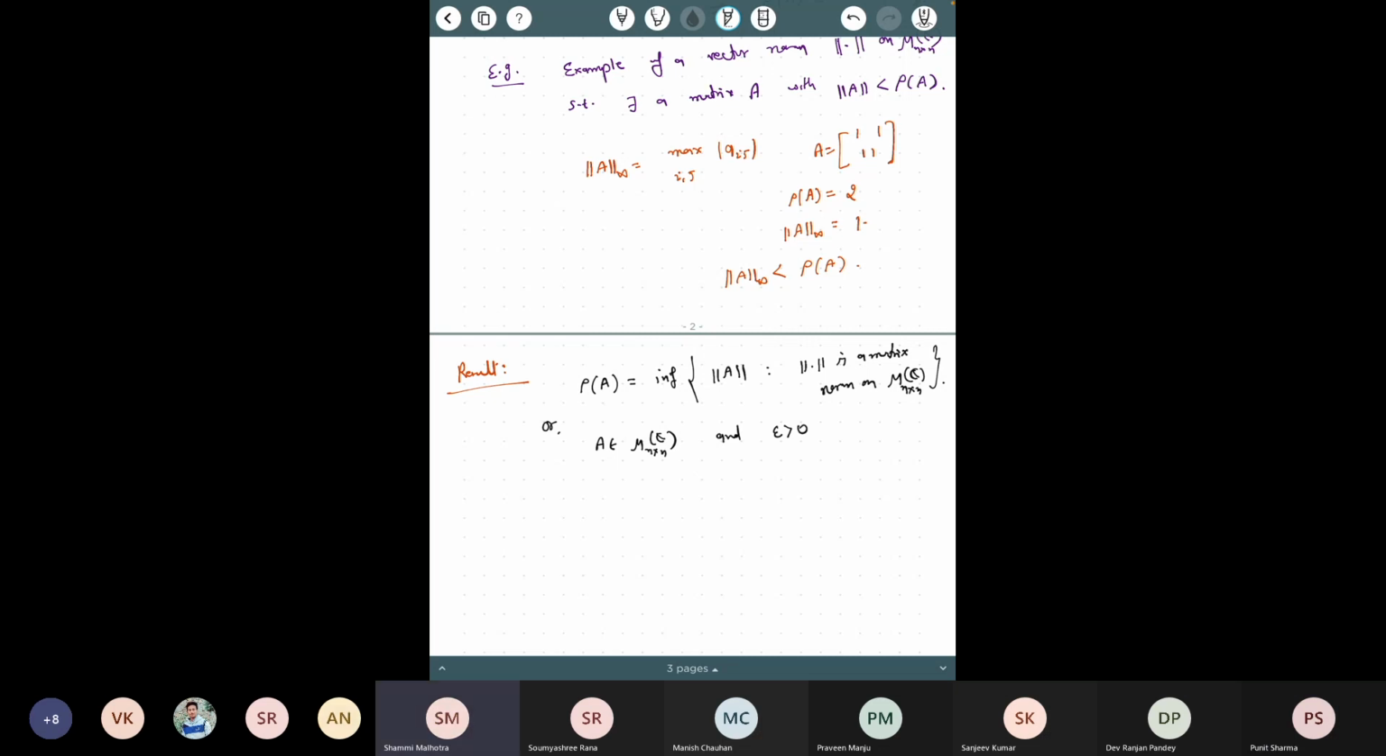So if I just take rho A plus epsilon, then I am able to find one norm such that the norm of A will be less than rho A plus epsilon. Right, exactly. This is the way. This is how we do it.